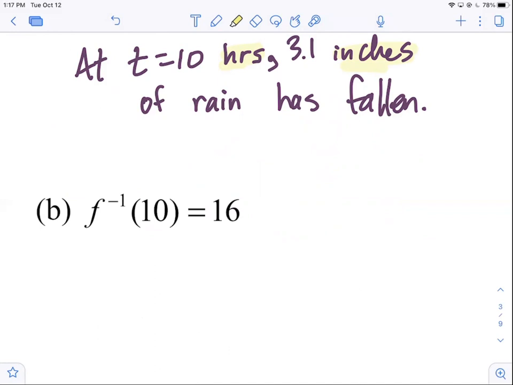What is that? F to the negative first. How do we read that? The inverse. It's the notation for the inverse. Remember, an inverse function undoes the work of a function. How do we find the equation of an inverse? What do we do with x and y? Switch them, right? And then resolve.